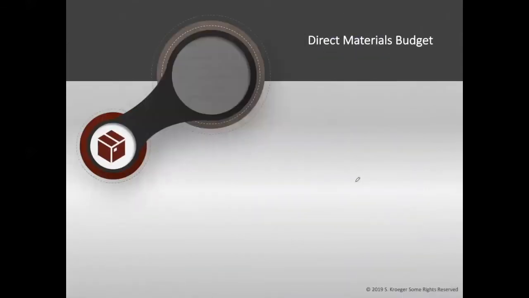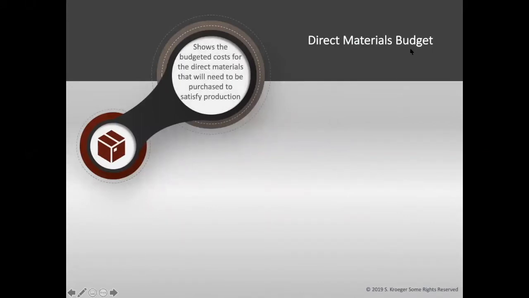The next budget we will discuss is the direct materials budget. The direct materials budget shows the budgeted cost for the direct materials that will need to be purchased to satisfy production. We need to do the production budget first. Once we know how many units we're going to produce for each month, then we can figure out the materials we need to buy for each month or each time period.